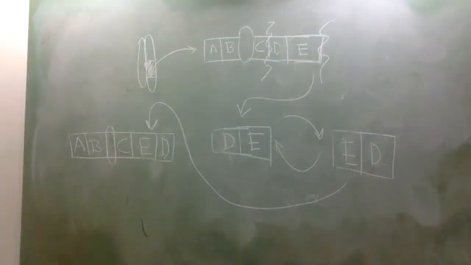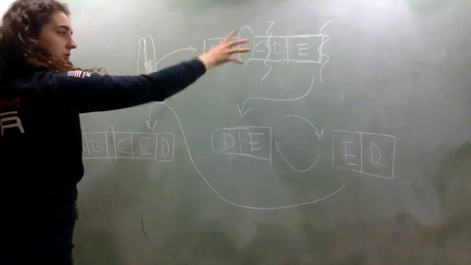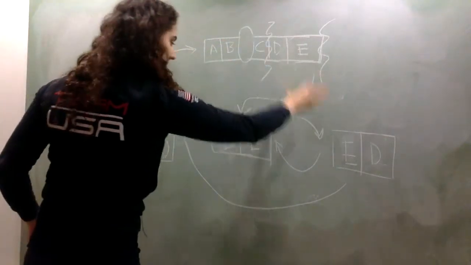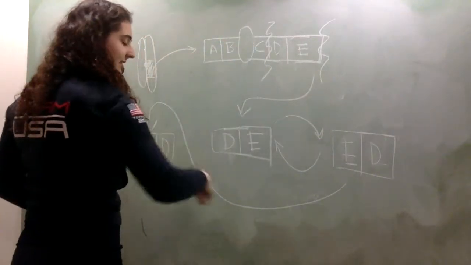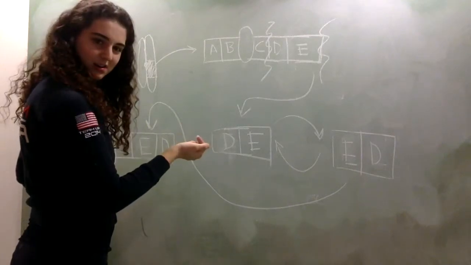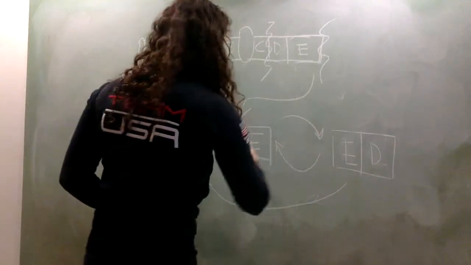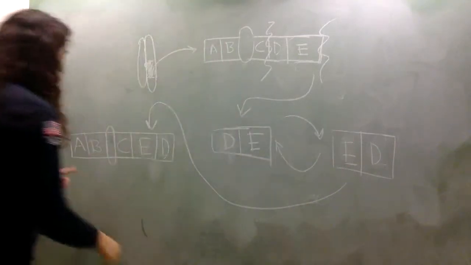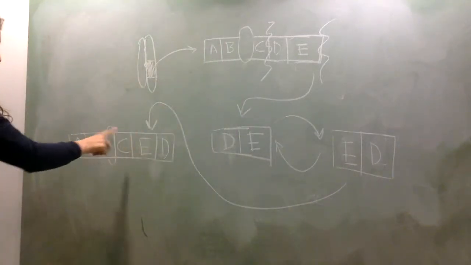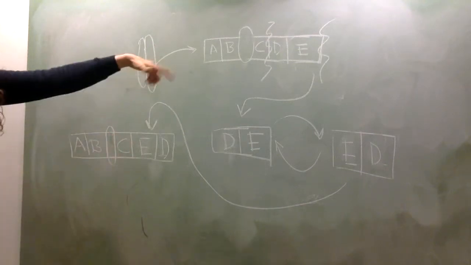So as you can see, you have the chromosome, and then you have the little sequence. This is cut, detached, I guess. Is that a word? I think I used it before. Yeah. It's removed, rotated, so you go DE, now it's ED. And so then it's reinserted as ABCED versus ABCDE.